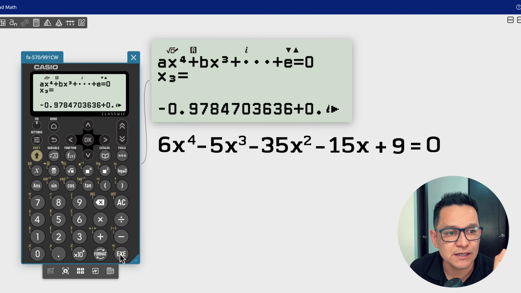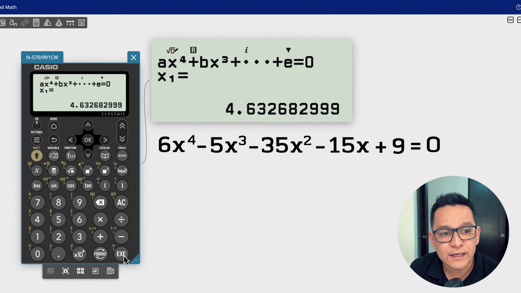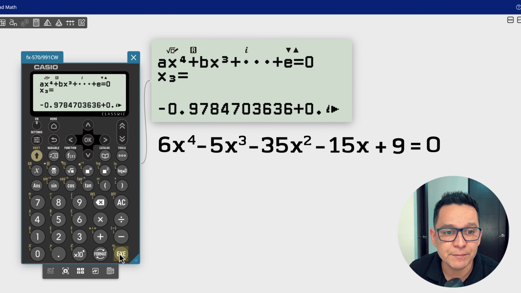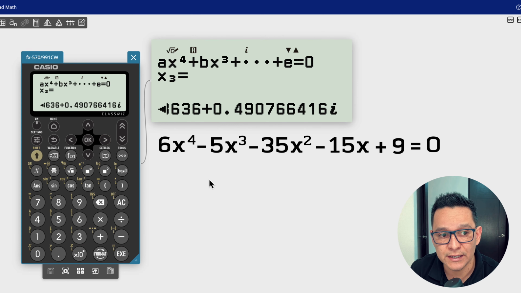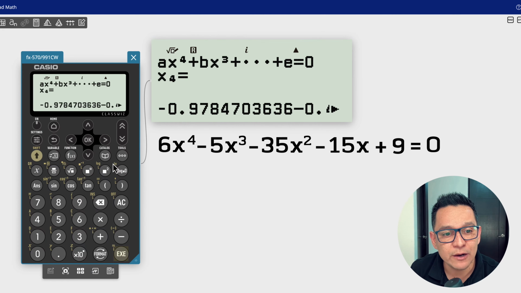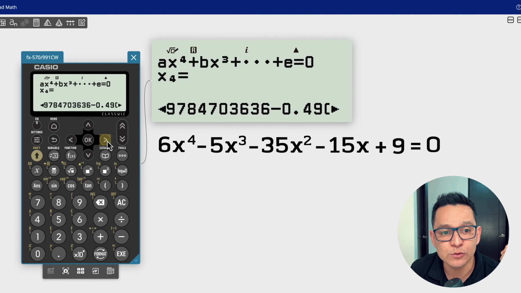Now I have x2 and x3. Let me go back so you can see. x1 gives me 4.63, so it's a real number. Then here we click Run again, and x2 is giving me about 0.332. We click again, and now you can see that x3 is already giving me a complex number. Look, here it has its real part, and over here it has its imaginary part. Look, here it is, and we click again. Now it's saying x4 is a complex number too.